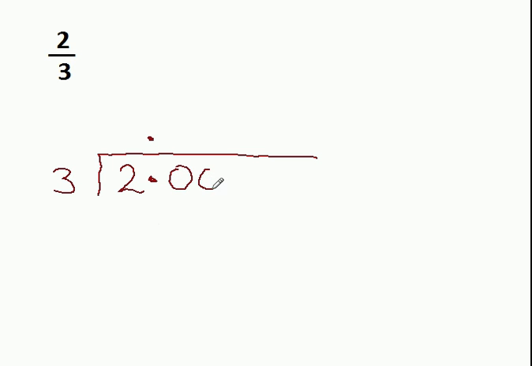2/3 now. It's already in fraction form, so no conversion necessary there. I'm just going to go straight to the division. So we're going to take 2, and we're going to divide it by 3. Decimal point, stack on some zeros, and then get to work.